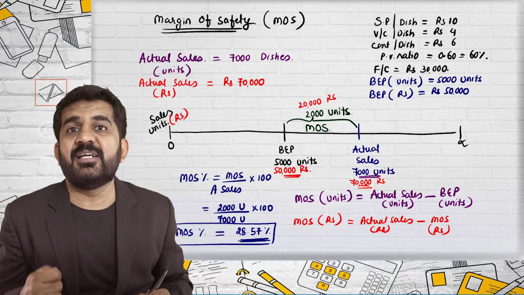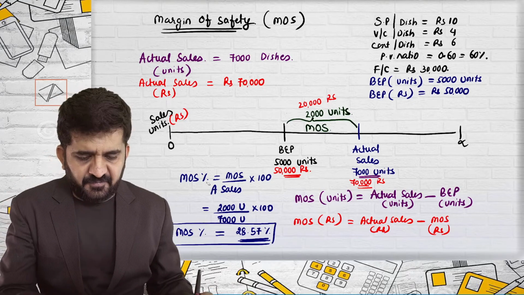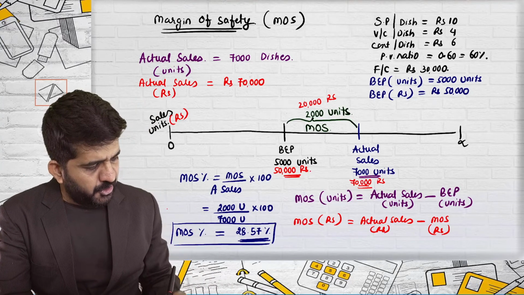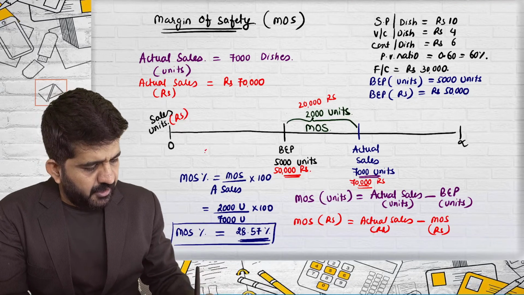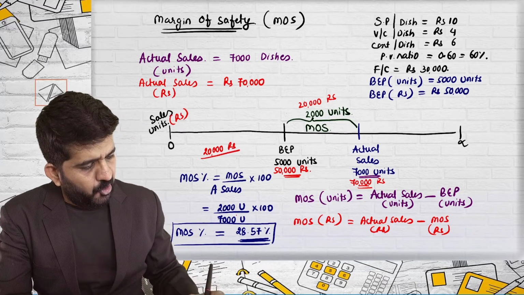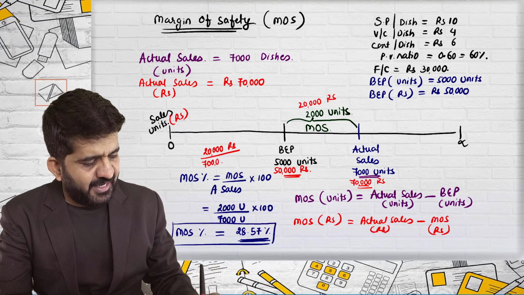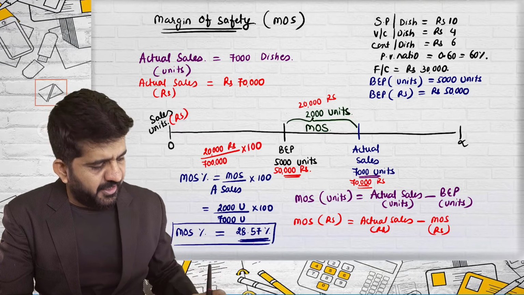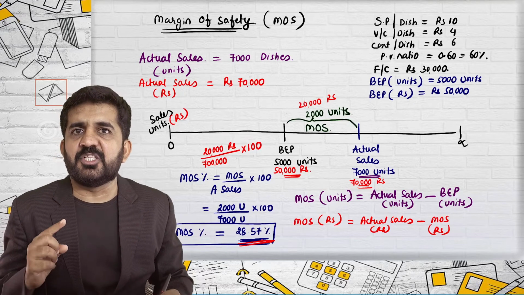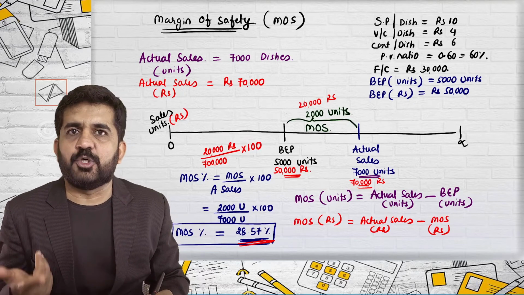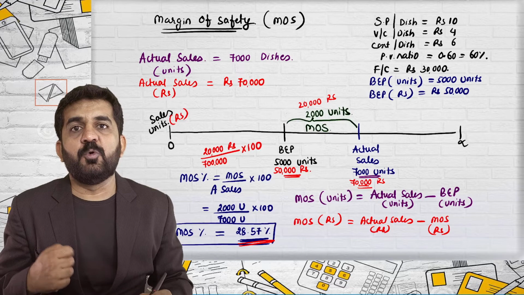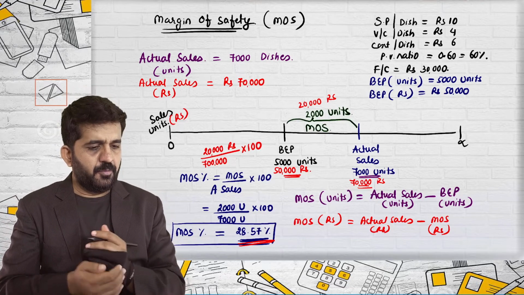And my percentage answer will remain the same. Margin of safety in percentage will be the same thing. Instead of 2,000 units, it will be 20,000 rupees, which is my margin of safety, upon total sales in rupees, which is 70,000, multiplied by 100. I will get the same answer. So if you want to find out in percentage terms, it is margin of safety divided by actual sales into 100. If you take units in the numerator, you take units in the denominator. If you take rupees in the numerator, you take rupees in the denominator.